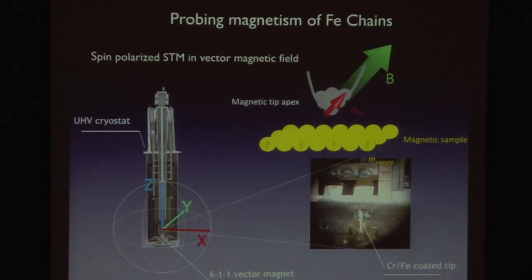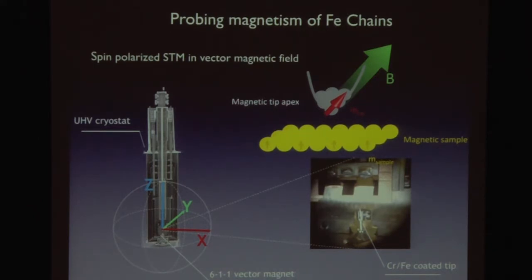If the two are aligned, you get good tunneling current. If they are anti-aligned, you get less or get nothing. So this is the GMR effect which we use in reading magnetic heads. But here you're doing it on the atomic scale. Okay? And in this instrument, we also have the ability to apply a magnetic field to dial in the orientation of the probing tip in the direction we like.